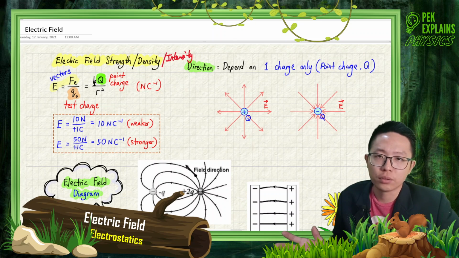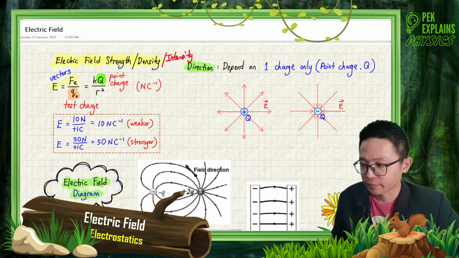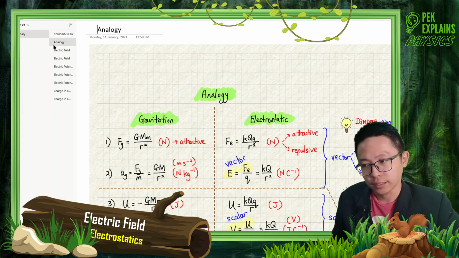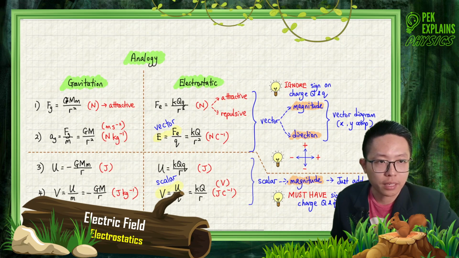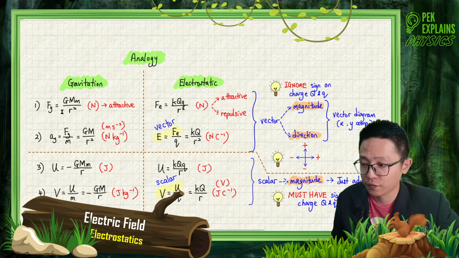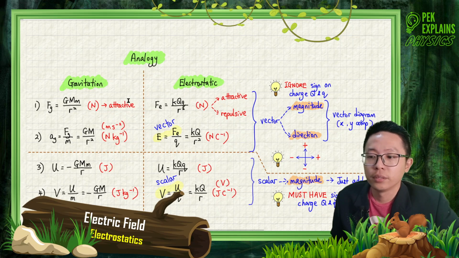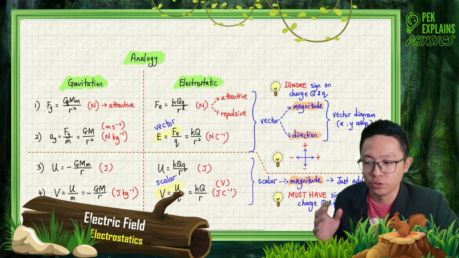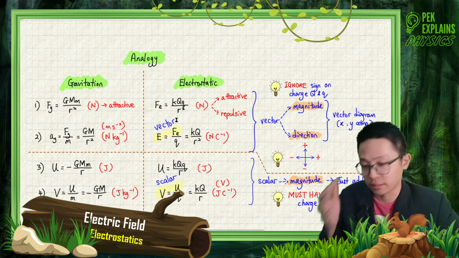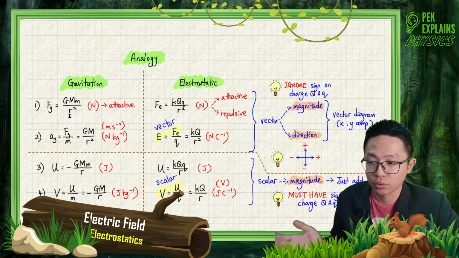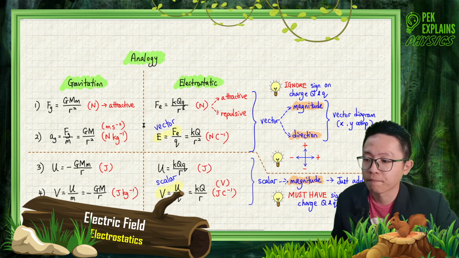Actually, this is similar to gravitation. If you still remember, let us look back to our analogy. We already learned about gravitational force, Gm over R squared. In this chapter, we have electrostatic force, KQq over R squared. You just change the G into K, the mass into charge, and the distance is the same: distance between the two masses, distance between the two charges.